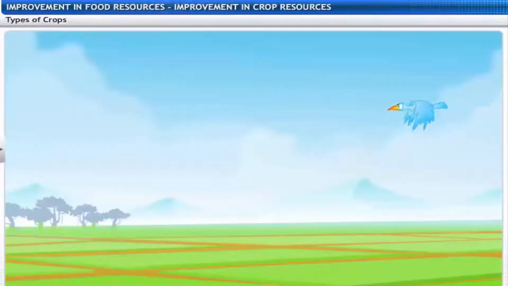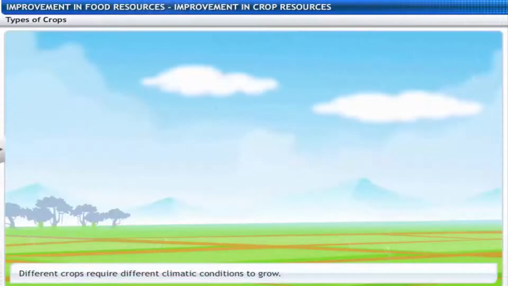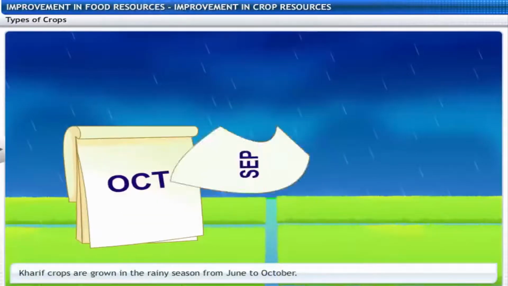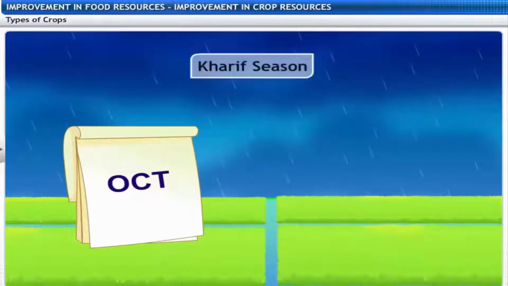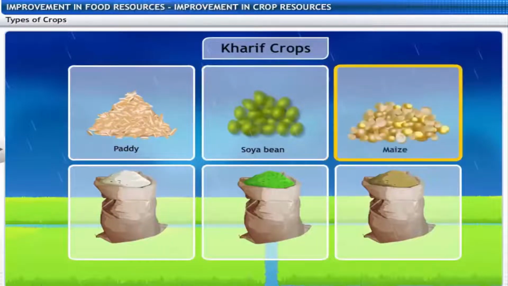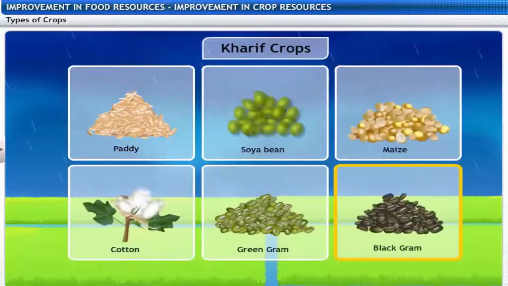We obtain most of our food from agriculture. Different crops require different climatic conditions to grow. Kharif crops are grown in the rainy season, which is from June to October. This season is called the Kharif season. Paddy, soybean, maize, cotton, green gram and black gram are Kharif crops.